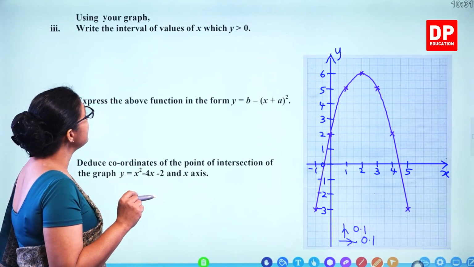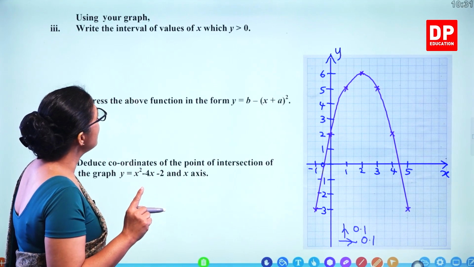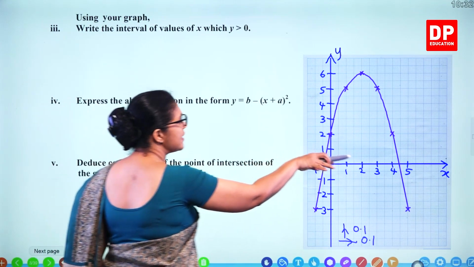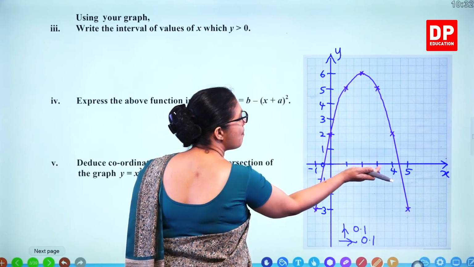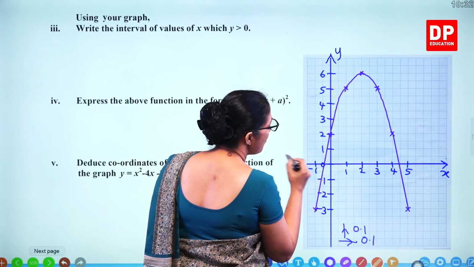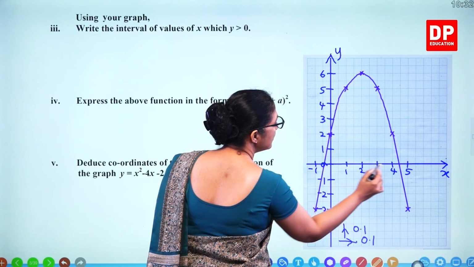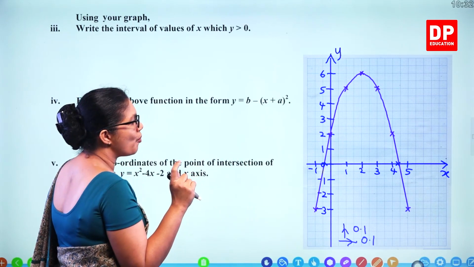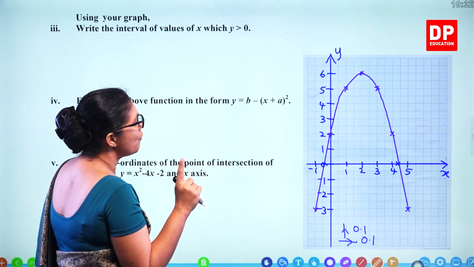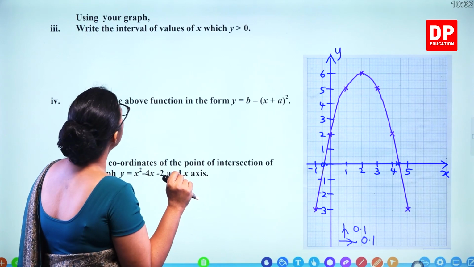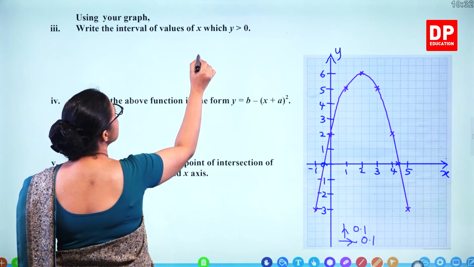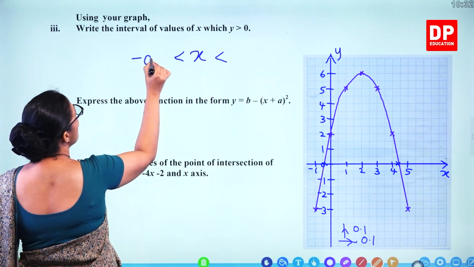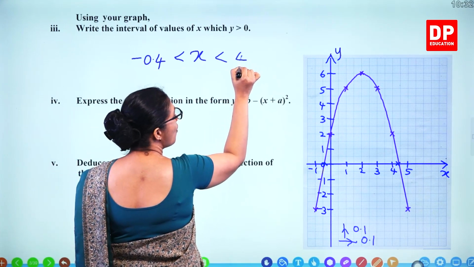Using your graph, write the interval of values of x for which y is greater than 0. So y greater than 0 means above the x-axis. So what are the points? Here and here. So 4 small squares, so 4.4 and minus 0.4. So you can write the interval: x is in between minus 0.4 to 4.4.